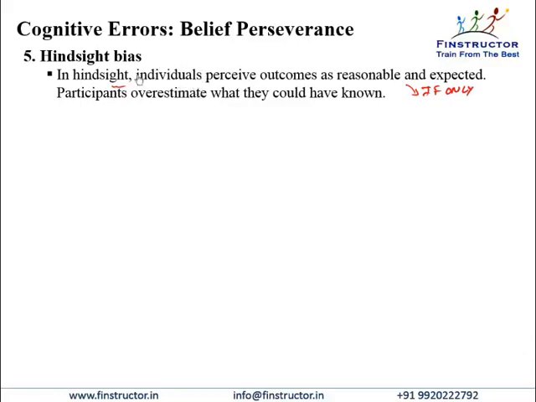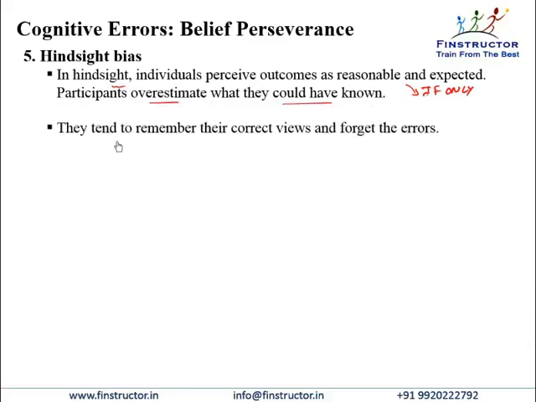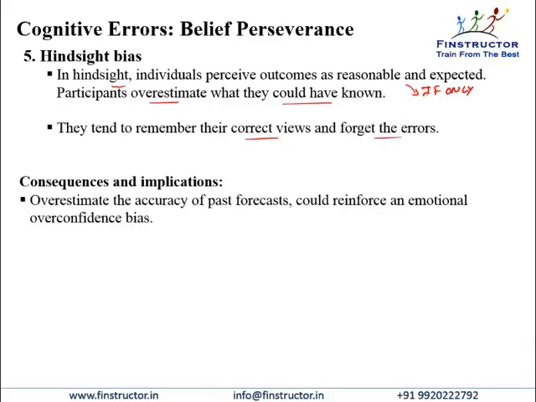Rather, they let the incorrect models continue and tend to make statements like, most of the analysis was correct, but for this one point, or but for this marginal mistake that I made. So participants overestimate what they could have known. They claim that they knew most of the things. To aid this bias, participants tend to remember the correct calls they made and forget the wrong calls or the errors. Implication is that you end up overestimating the accuracy of your forecasts, and it could further reinforce an emotional bias or an overconfidence bias.